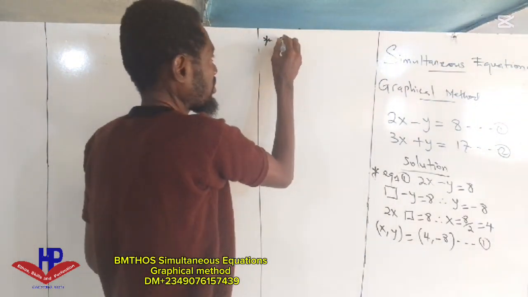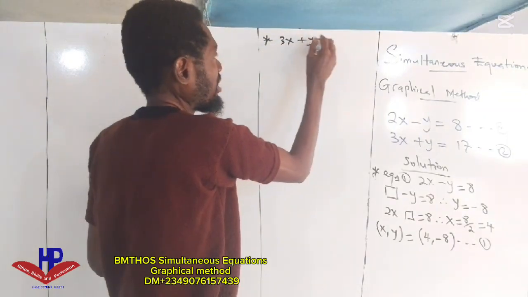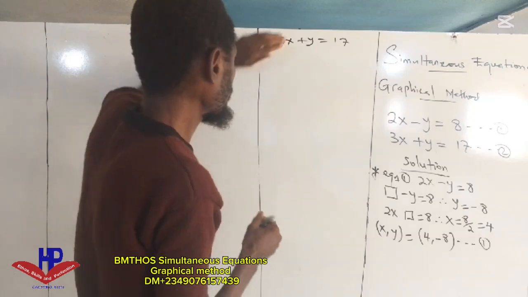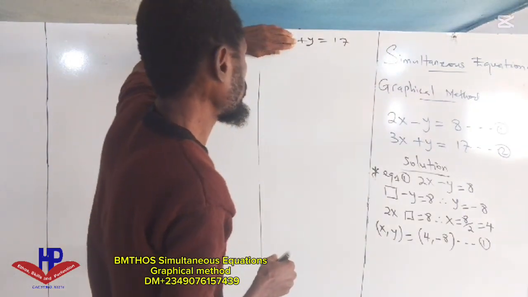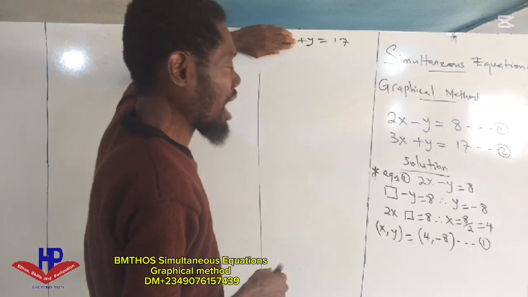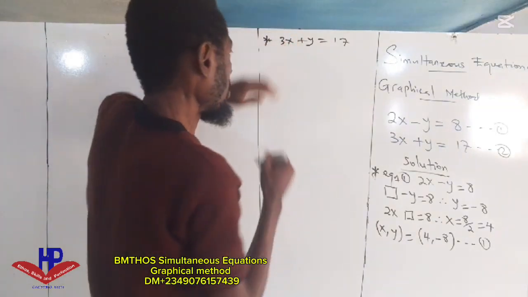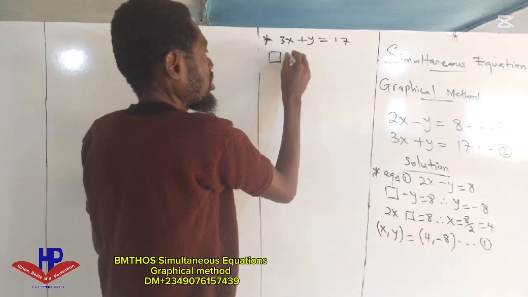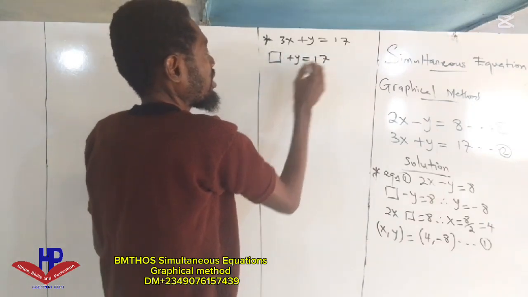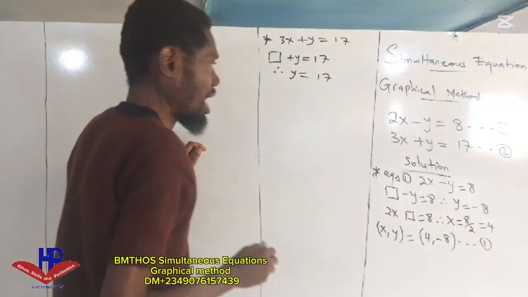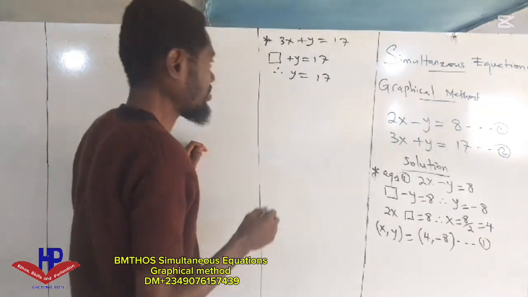Equation 2 is 3x plus y is equal to 17. Now, if I close this part, what you can see is plus y is equal to 17. So I'm supposed to write in this form, a box closed, plus y is equal to 17. Therefore, y is equal to 17. So the coordinate of y in equation 2 is 17.